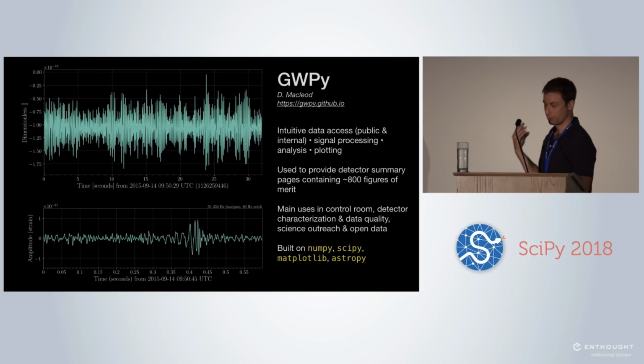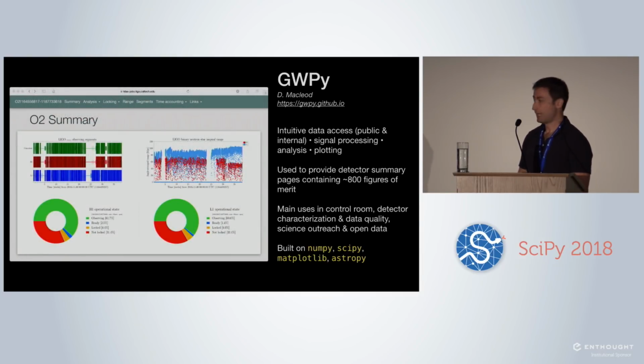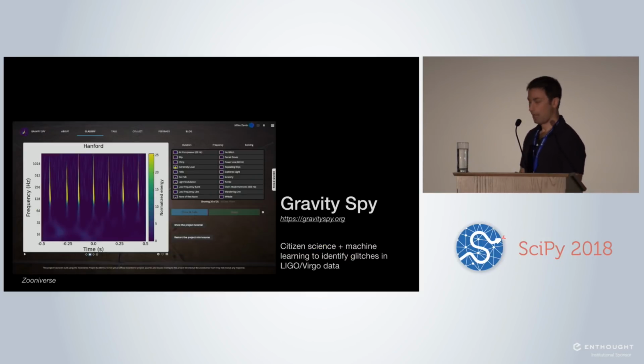So the main use is in the control room and also in detector characterization and data quality, as well as science outreach and open data. As you would expect, it relies heavily on NumPy, SciPy, Matplotlib, and AstroPy. And this is what one screen of those summary pages looks like.